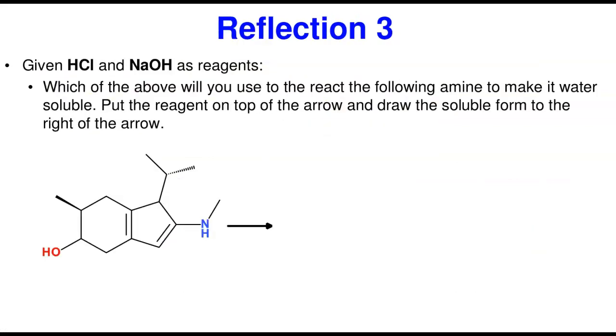So now, in reflection question 3, it says, you are in the lab and you are given hydrochloric acid and sodium hydroxide as reagents. Which one of the above will you use to react with the following amine, shown below, to make it water soluble? Put the reagent on top of the arrow and draw the soluble form to the right of the arrow.